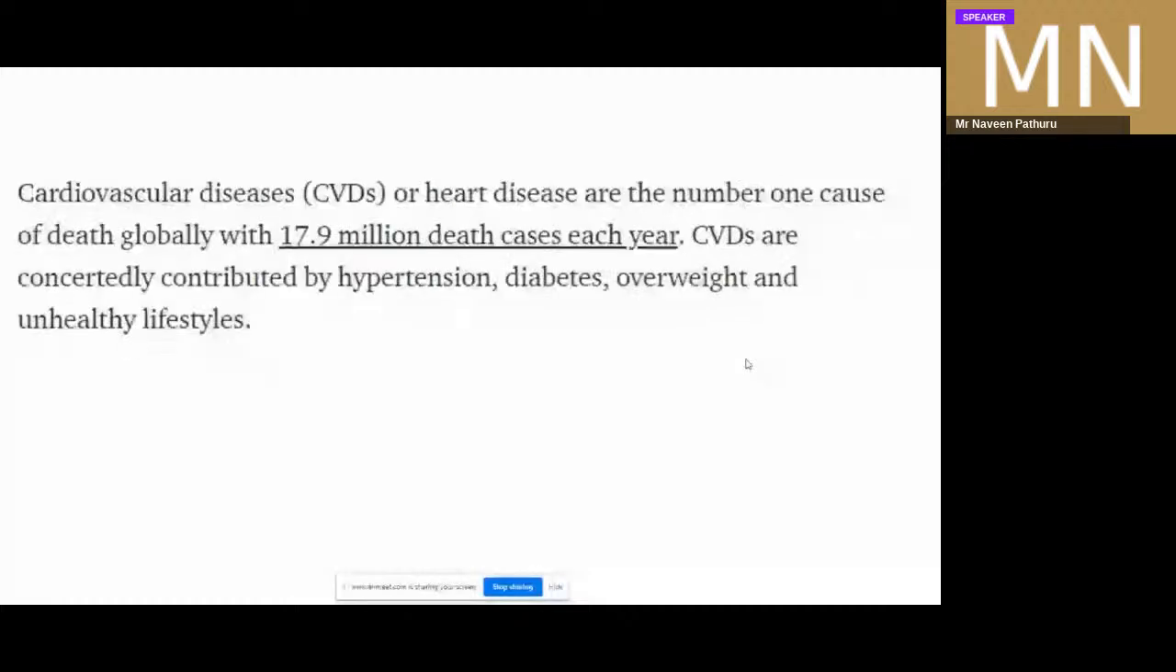At a high level, cardiovascular disease is the data set that we're looking at. It's about heart diseases. They are the number one cause of death globally, with 17.9 million death cases reported each year. So cardiovascular diseases are nothing but heart diseases, guys. They are concretely contributed by hypertension, diabetes, overweight, and unhealthy lifestyles, guys. I'm sure you can understand some of the common terms here.